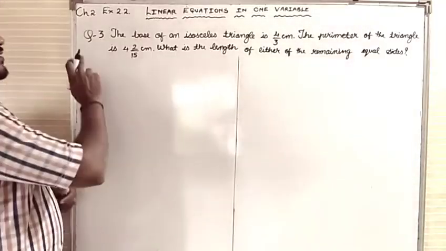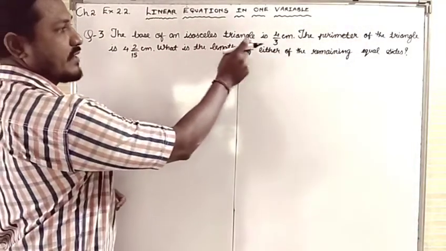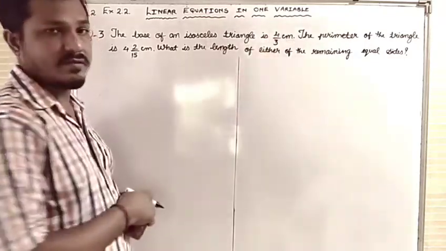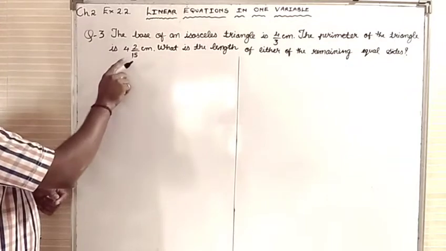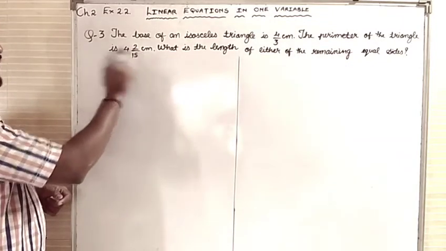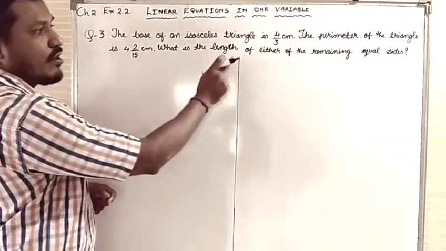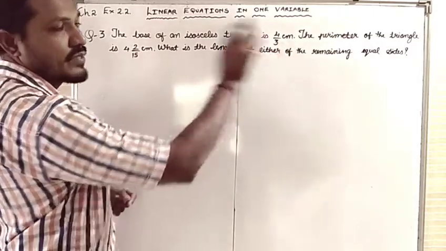Taken over sum number 3. The base of an isosceles triangle is 4 by 3 centimeter. The perimeter of the triangle is 4 integer 2 by 15 centimeter. What is the length of either of the remaining equal sides?